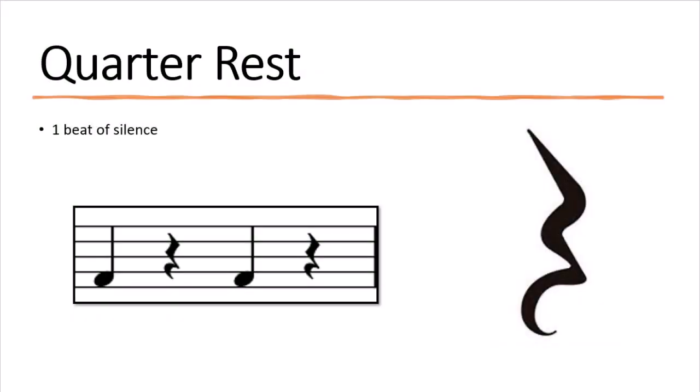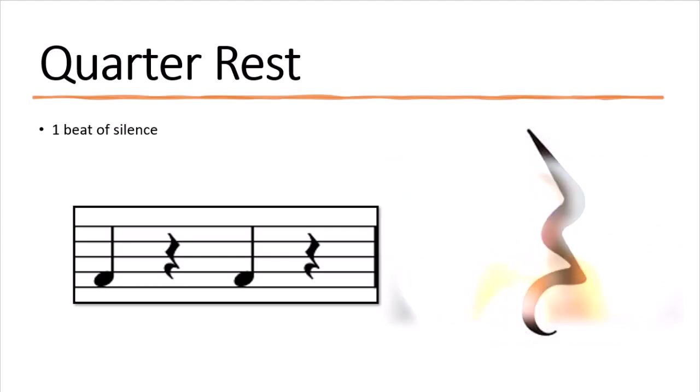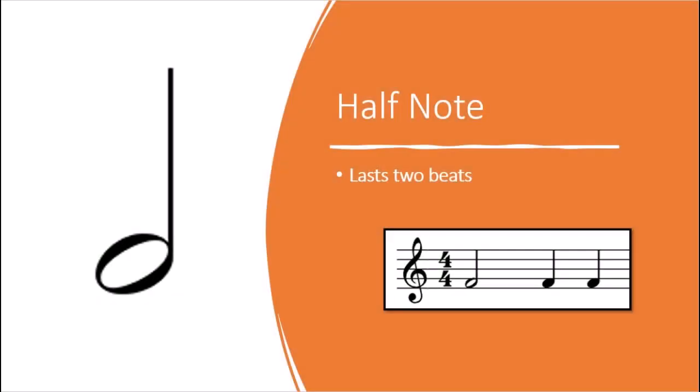Everything has its counterpart. If there is 1 beat of sound, there can also be 1 beat of silence. A quarter rest is a rhythmic symbol that is worth 1 beat of silence or rest. It looks like a weird squiggle. In this example, we see quarter notes and quarter rests alternating. Performed, it sounds like this. 1, 3. 1, 3.